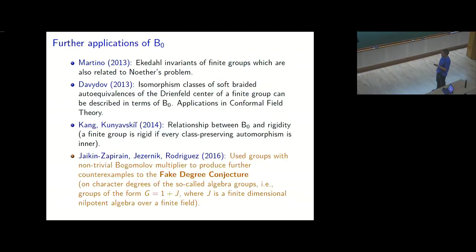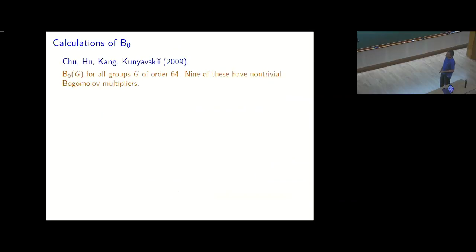I'm not going to talk about this because this is his work, so this is not mine. I'm going to spend some time talking about calculations of B0. So this was the state of the art in 2009. Chu, Hu, Kang, and Kuniowski computed cohomology multipliers of all groups of order 64, and they found out that 9 of these have non-trivial B0. And I think the paper was something like 40 pages long. Everything was done by hand using the original definition of B0.